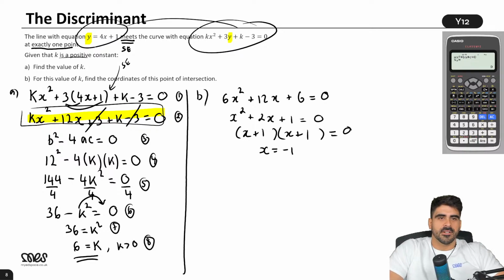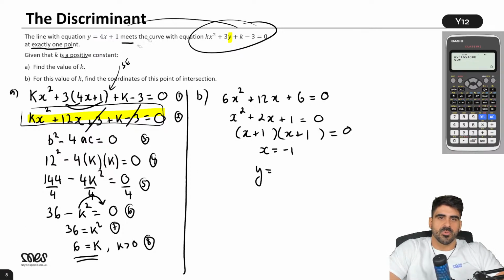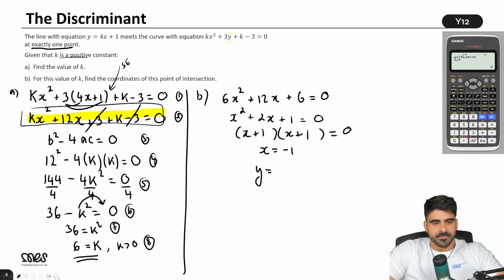So x is -1. This is 1 real root. It's 1 point, isn't it? That's what we expected. But now, I wanted the coordinates, so we just sub in for y. So remember, guys, the line was y equals 4x plus 1, right? So we just sub it back into there. 4x plus 1, which is -4 plus 1 is -3. So there you go. There's your coordinate.